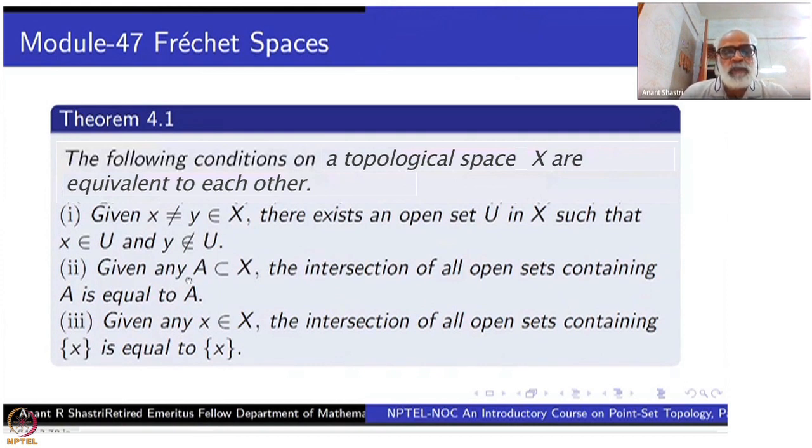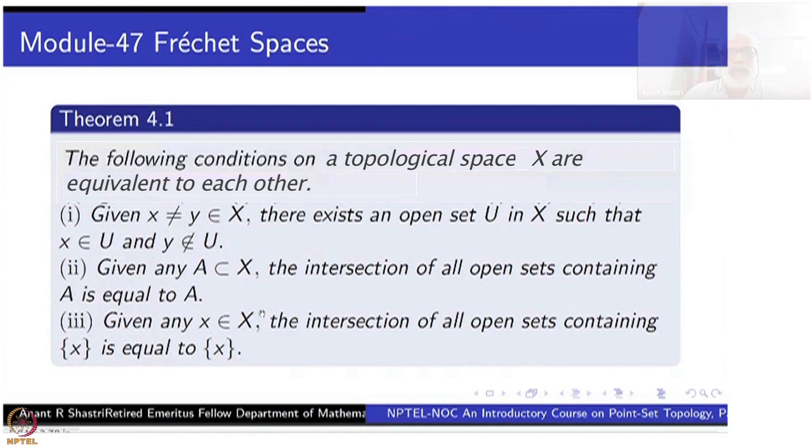The second statement is: any subset A of X is the intersection of all open sets containing A. Take the intersection of all open sets containing A, that will be equal to A. Any subset. If you take the empty set, you can take the empty set also as an open set, and the intersection will be empty. Given any X belonging to X, the intersection of all open sets containing the singleton {X} is equal to the singleton {X}. So this is the third statement. From an arbitrary subset, you have come to a singleton set. So obviously 2 implies 3 is clear here, right?